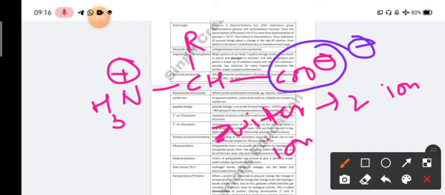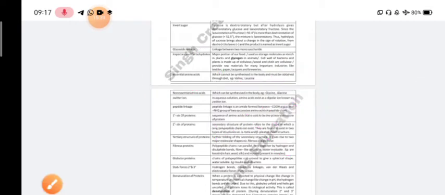Here the COOH group donates one hydrogen and becomes COO minus, and this hydrogen is accepted by the NH2, that is the amine group, and it will form NH3 plus. Okay, so in this way they will form a zwitterionic structure. That means zwitter means two ions and it will form a two-ionic structure.